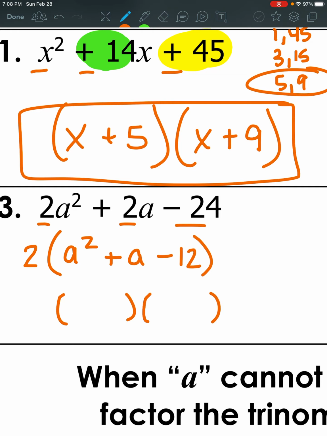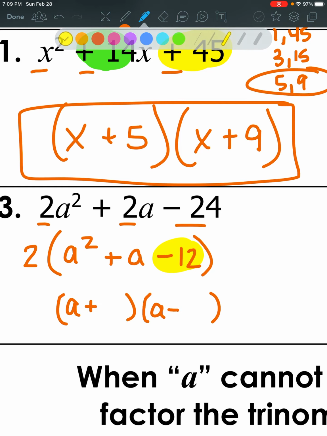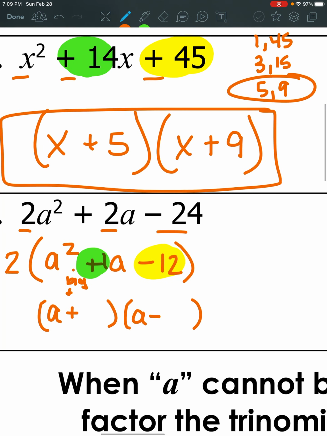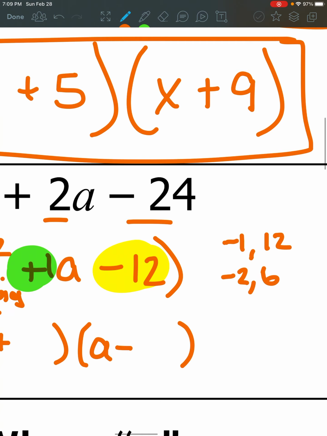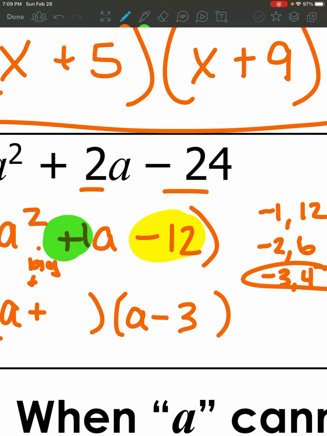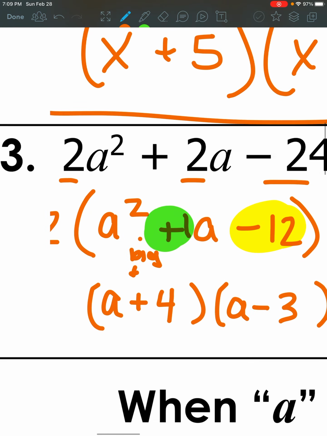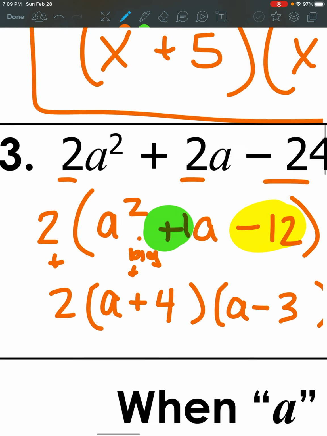So my c value is negative, so I know that one of the binomials has to be a plus, the other binomial has to be a minus. The middle term this time is positive 1, so the bigger factor we know has to be positive this time. So we'd look at our factors of negative 12, so negative 1 and 12, negative 2 and 6, negative 3 and 4, and there we go. Those add to positive 1, multiply to negative 12. So the 3 has to go with the minus, the 4 with the positive, and do not forget to bring down that GCF.